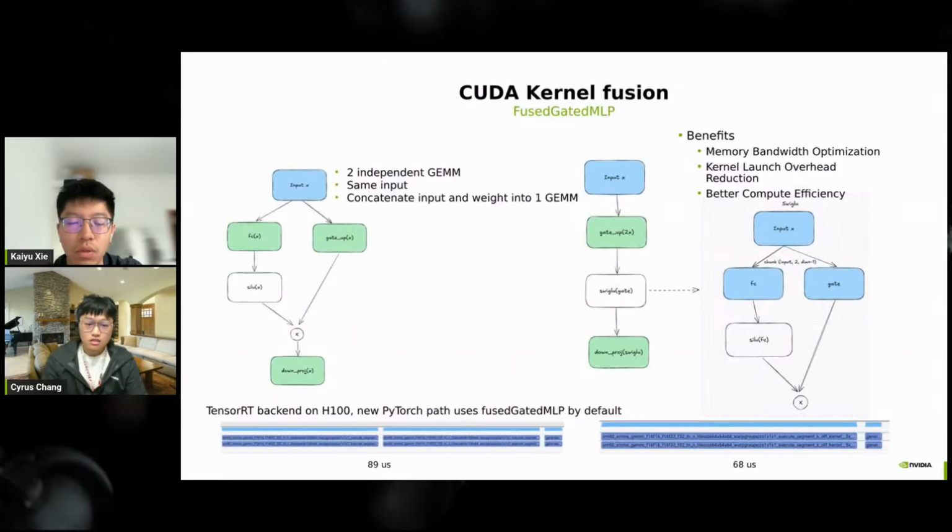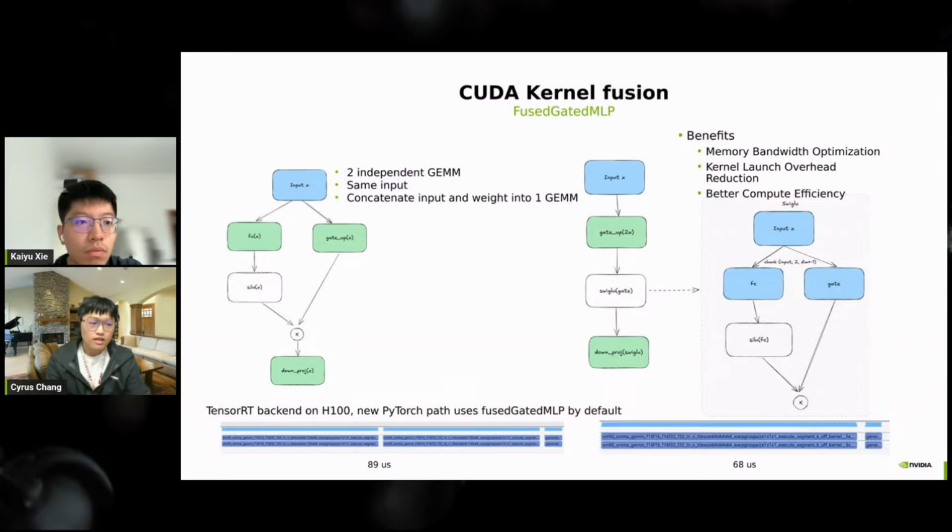There's another kernel optimization, which is kernel fusion, which means fusing several kernels into one kernel. Here we will use the fused gated MLP as an example. The gated MLP layer is a very common layer in large language models, which happens after the attention layers.